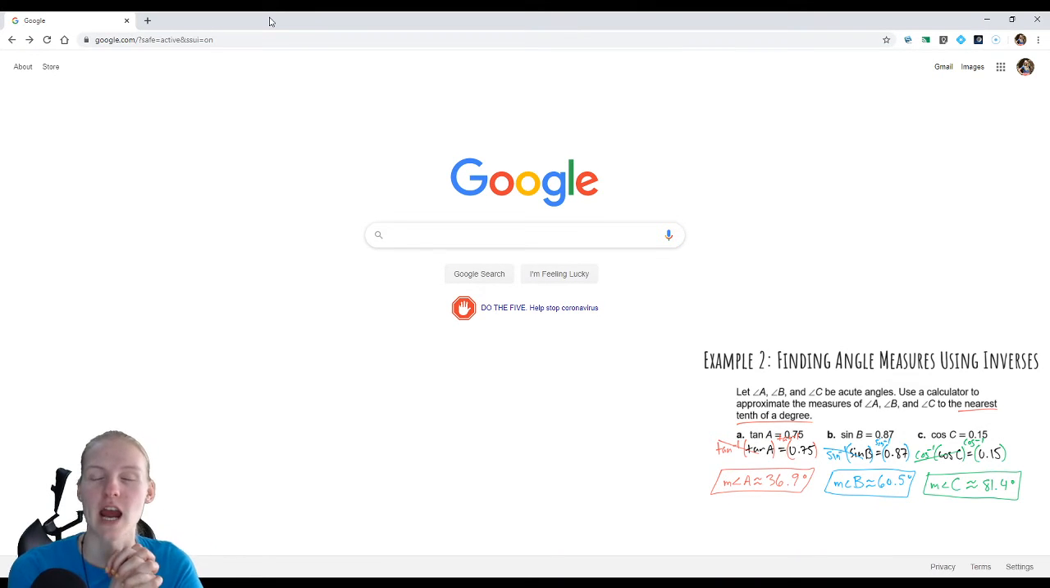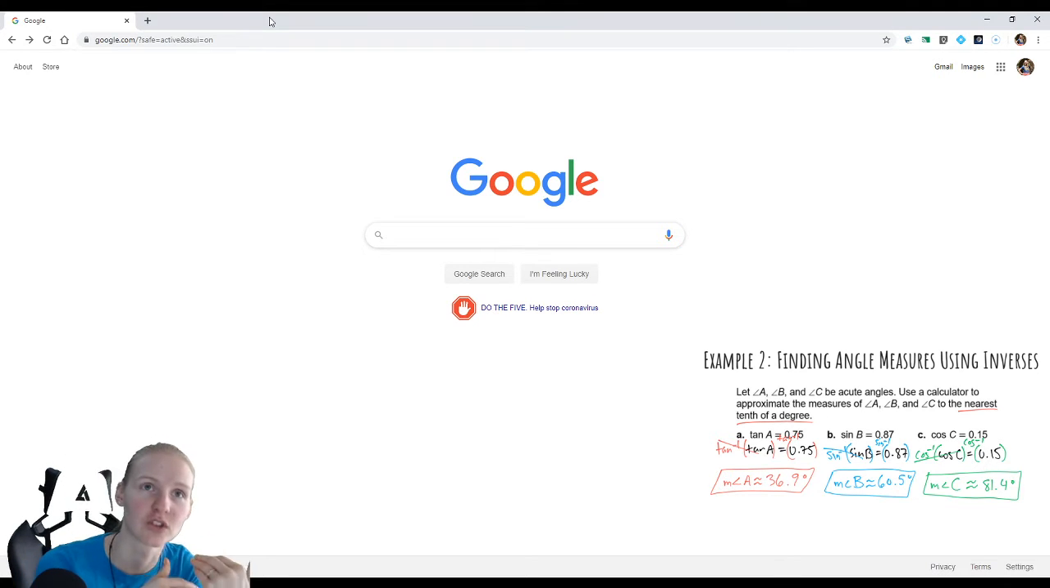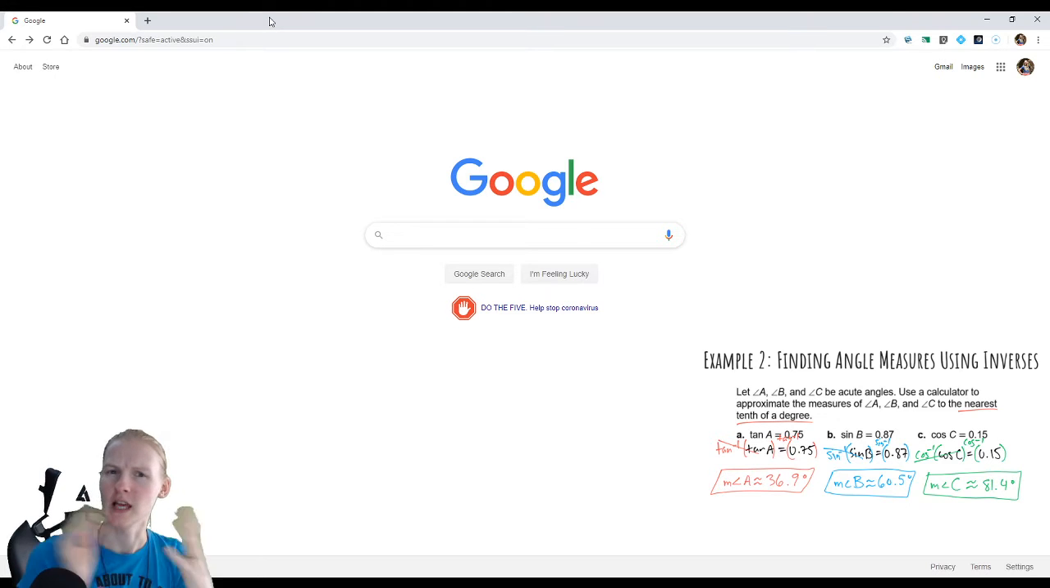This one is about how to use the internet's calculators for inverse trig functions. So over here on the right you can see this example was taken from one of the geometry lessons, finding angle measures using inverses. So we had to take the inverse tangent of 0.75, the inverse sine of 0.87, and so on and so forth. But what does that look like on the internet's calculators in case you don't have a calculator at home for you to use? Well, look no further.